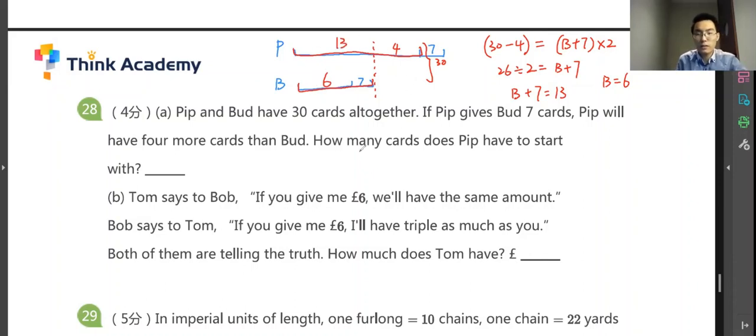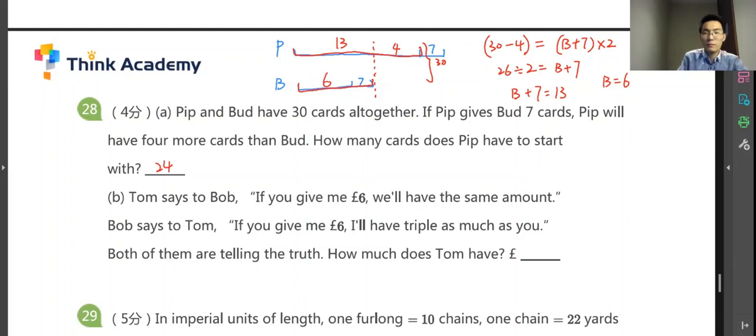And then to find out the cards Pip has to start with, we simply use 13 plus 4 plus the 7. Remember, because Pip gave Bud 7 cards. So it's 13 plus 4 plus 7. It's 13 plus 11, which is 24. So 24 is the answer to part A.